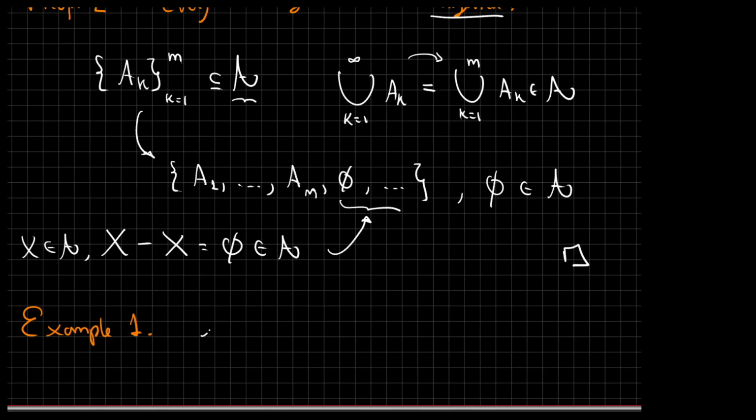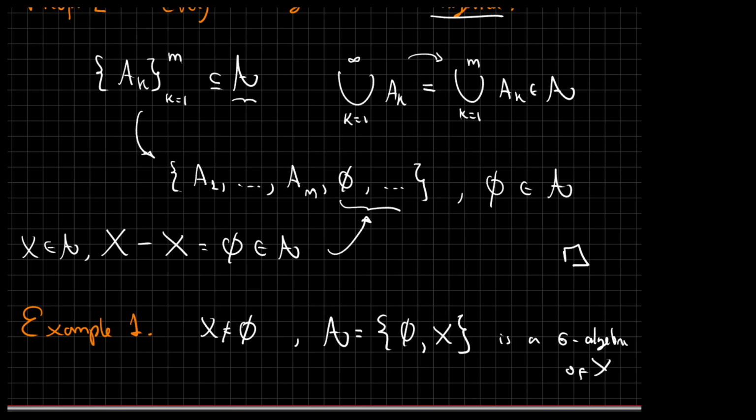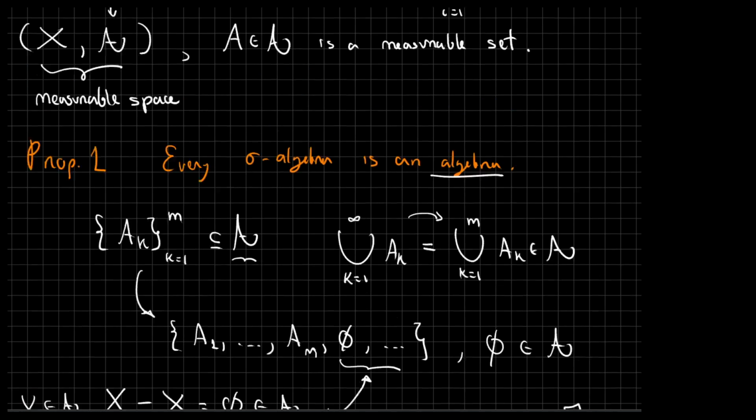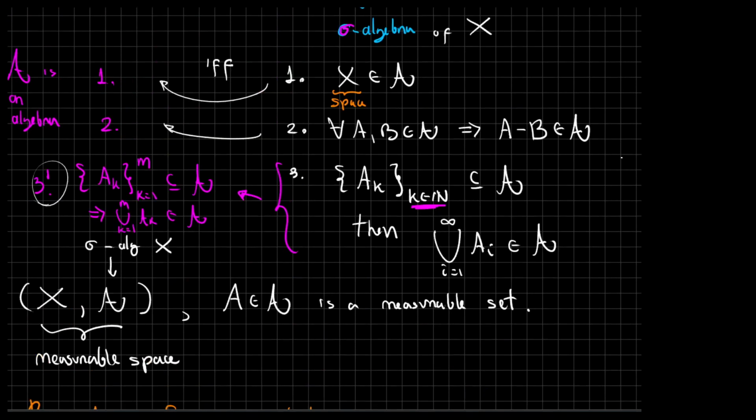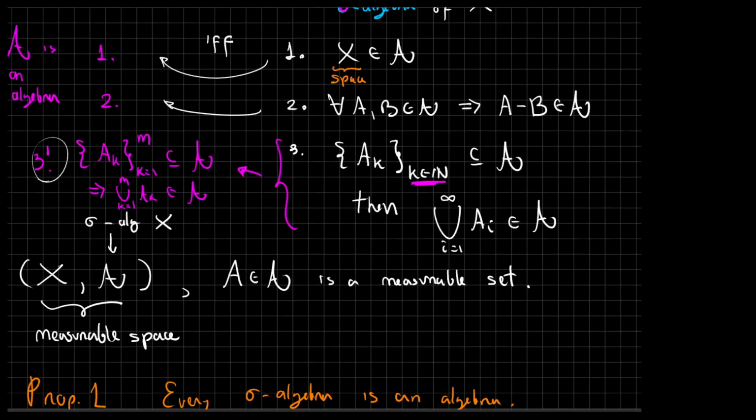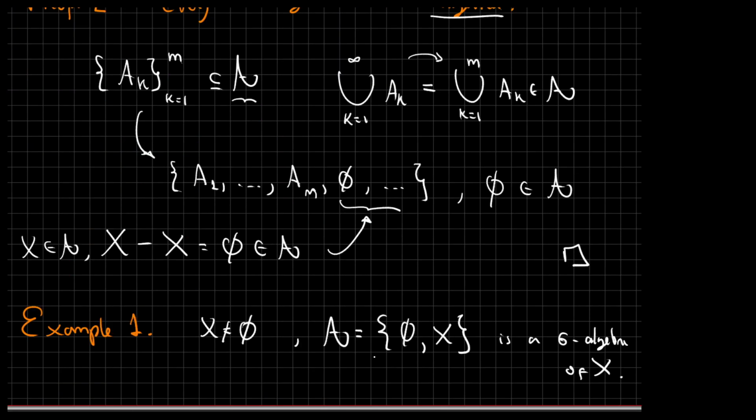So we have a set X that is not empty, then the empty set together with the set X is a sigma algebra of X. Well, why? Because it holds that the space is an element of A, and for every pair of elements, its difference is in A, of course.